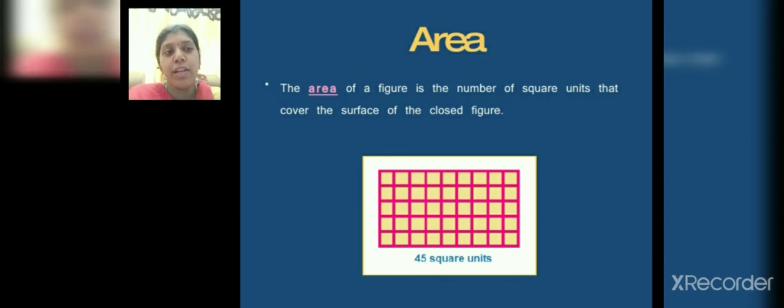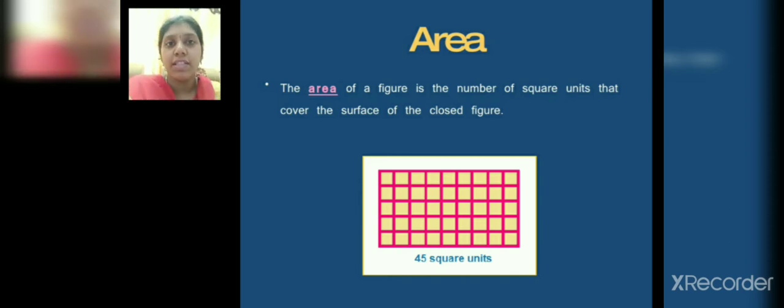Usually when you're finding area, your unit will be in square units. Square units means if it is in centimeter, it will be square centimeter, or if it is in meter, it will be square meter. Square meter or meter square, same way, centimeter square or square centimeter, both are same. If the unit given is in centimeter, it will be square centimeter. If it is in meter, your answer will be square meter. That is the unit for finding the area.